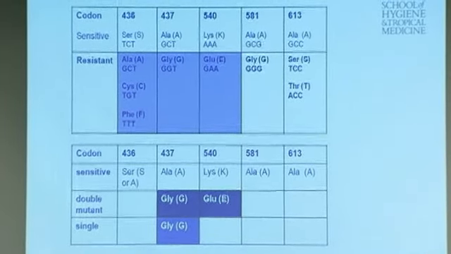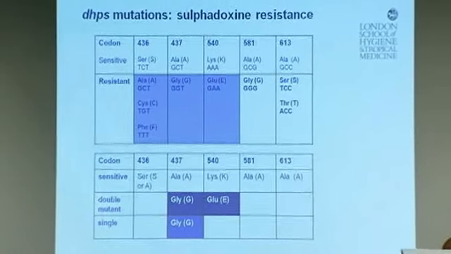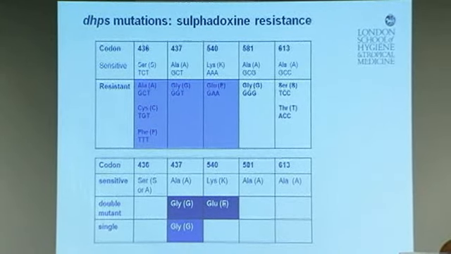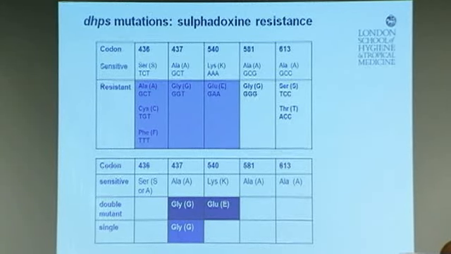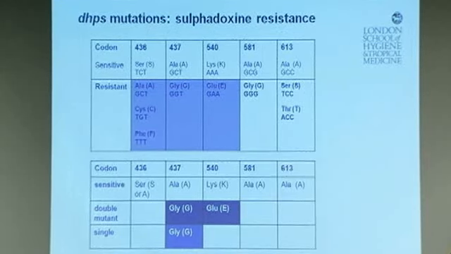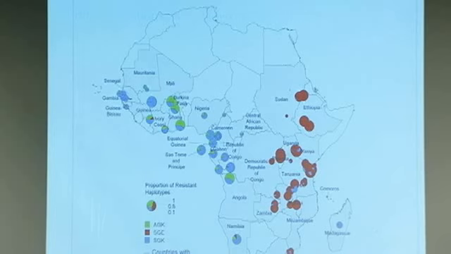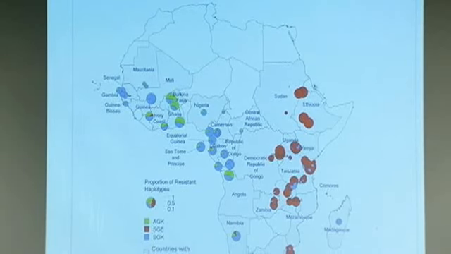At DHPS, these are mutations conferring resistance to sulfadoxine. There are two common haplotypes, a double mutant and a single mutant, and the more resistant of these is the double mutant. Also there are mutations at this 436 codon, but we don't think they have a great deal of effect on the drug tolerance phenotype. When we look at the distribution of these, you can see that the highly resistant double mutant is largely found in East Africa, shown here in red, while the single mutant, either an AGK or an SGK, is found throughout West Africa.